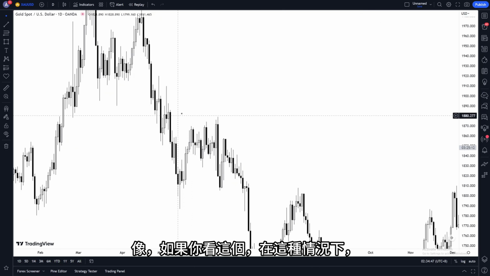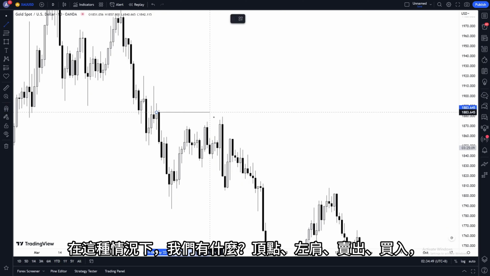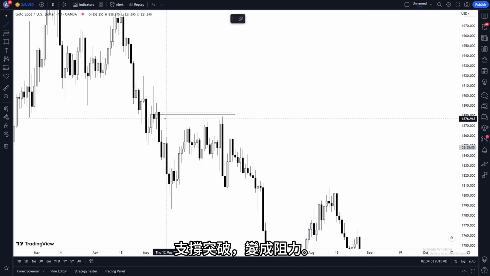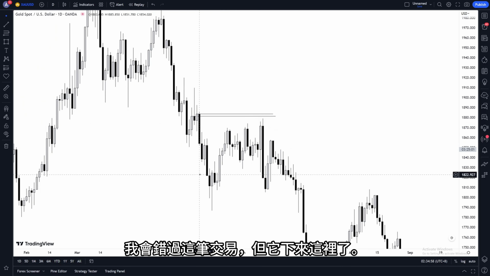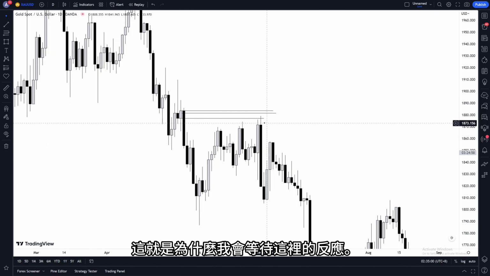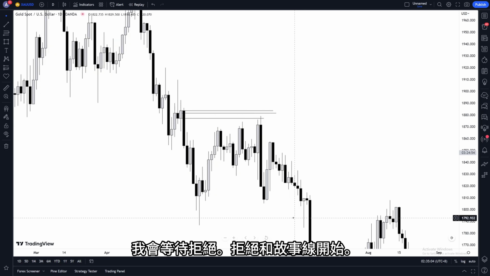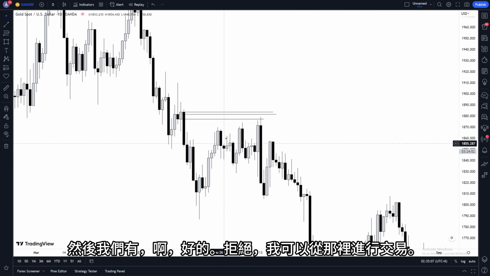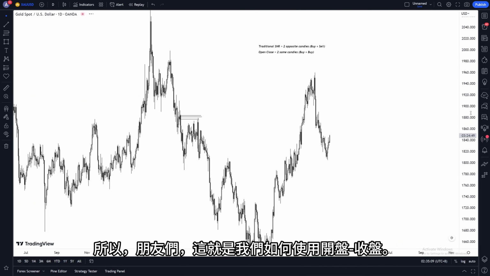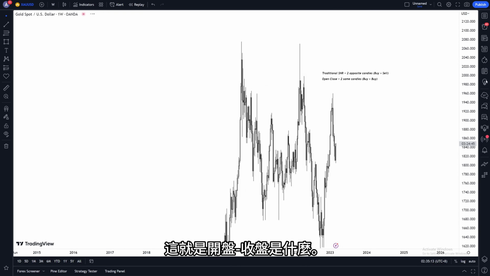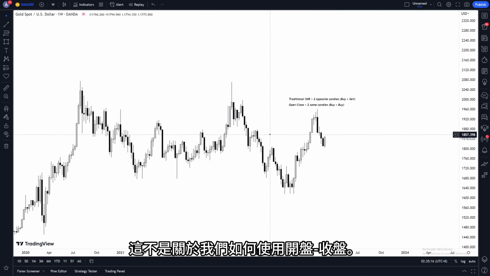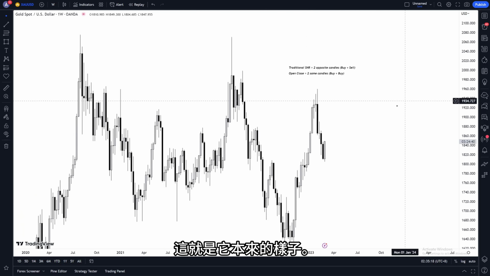If you look at this, in this case, what do we have? Apex, left shoulder, sell, buy, support, break, become resistance. But if I were to take this off, I would have missed the trade. But it came down here, which is why I'll wait for a reaction here. What's my reaction? I want to wait for a rejection, and a storyline start. And then, okay, rejection, I can take the trade from there. So that, my friends, is what the open close is in the first place.